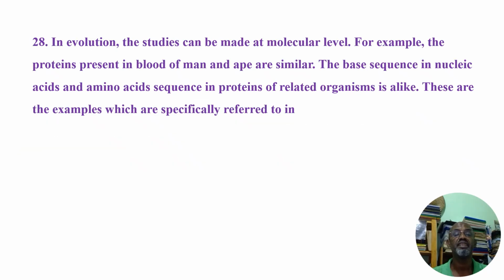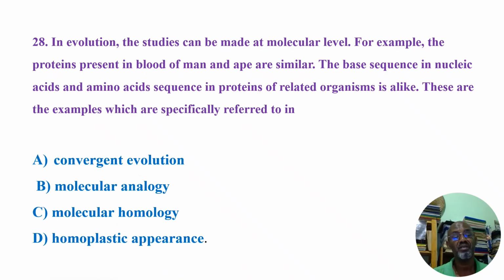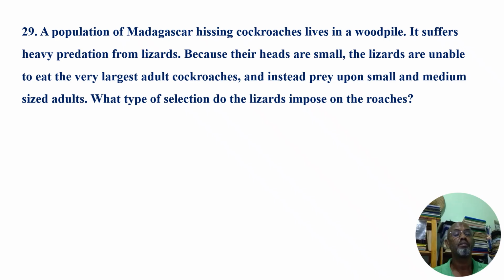In evolution, the studies can be made at a molecular level. For example, the proteins present in the blood of man and ape are similar. The base sequence in nucleic acid. I think this question has been repeated. Of course, this is molecular. We have done it already. Repeated, mistake, sorry.